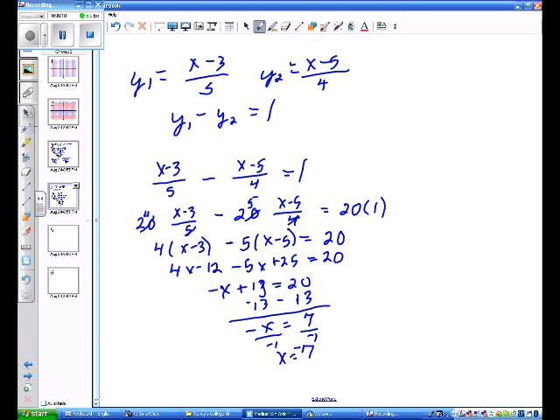And if we check this, then we could go back in: (negative 7 minus 3) over 5 minus (negative 7 minus 5) over 4. Well, this would be negative 10 over 5, minus a negative 12 over 4. So we have negative 2 minus a negative, which would make that a plus 3. And negative 2 plus 3 is positive 1, which is what we were wanting to get.